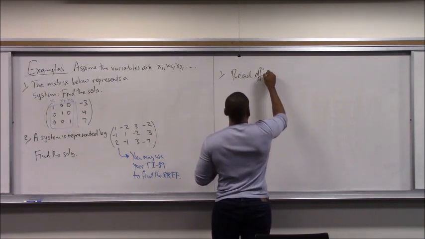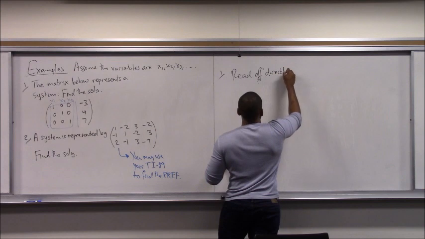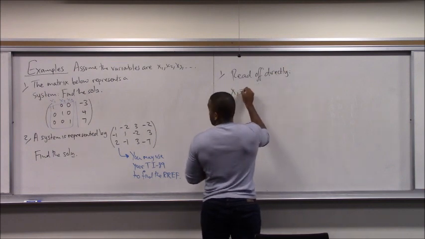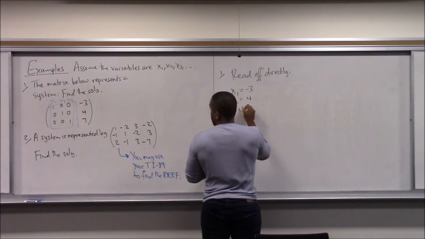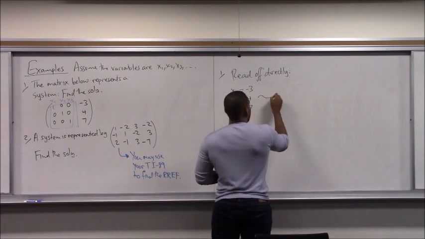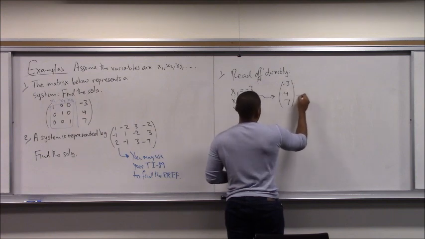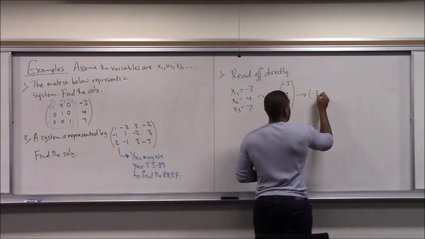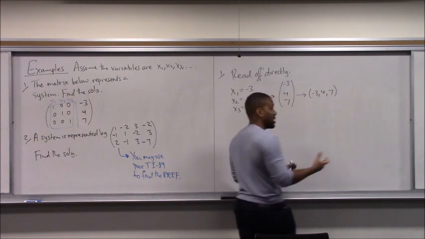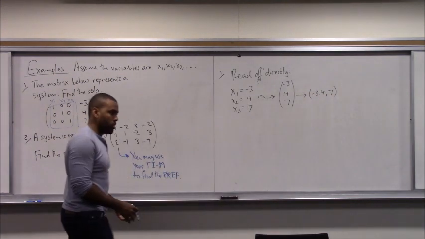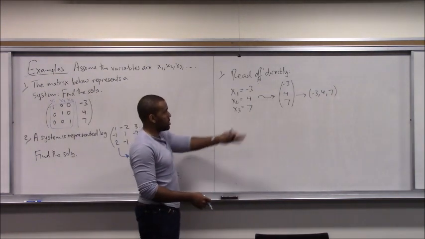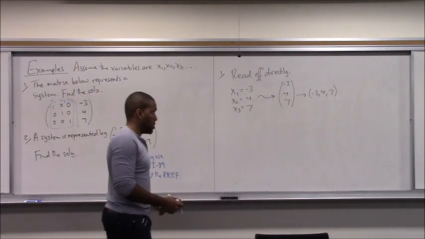Read off directly. So here you get x1 equals minus 3, x2 equals 4, x3 equals 7. Another way you can express this idea is as a vertical coordinate. Another way to express this idea is as a horizontal coordinate. The answer can be expressed in several different ways. Don't be confused either way. They can give you a list like this, or a vertical coordinate, or a horizontal coordinate.